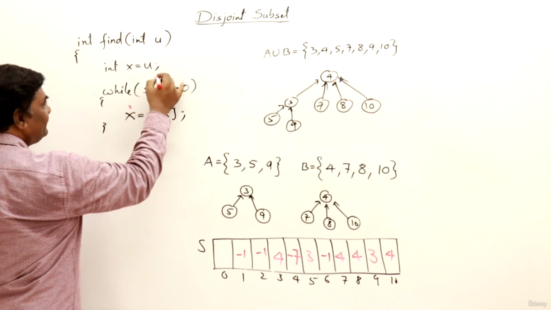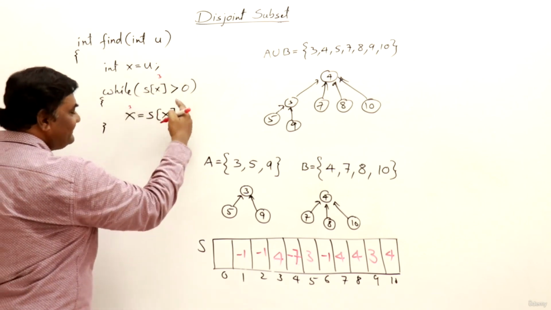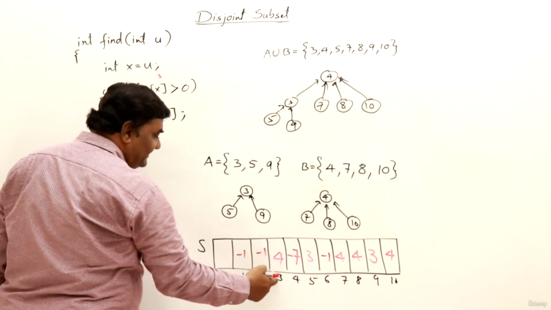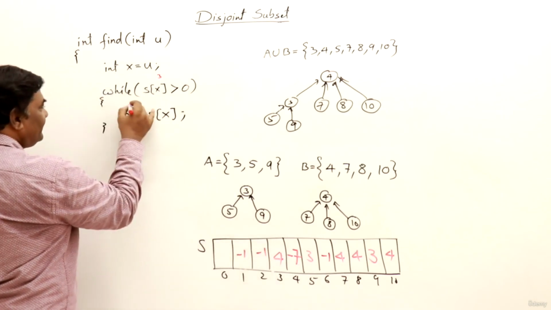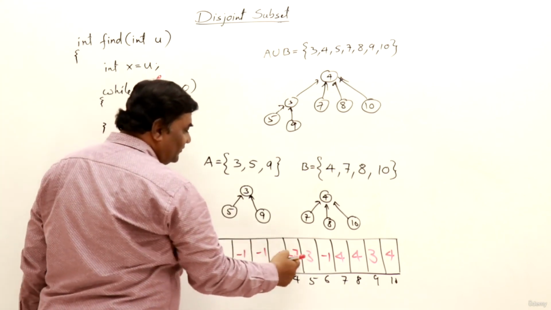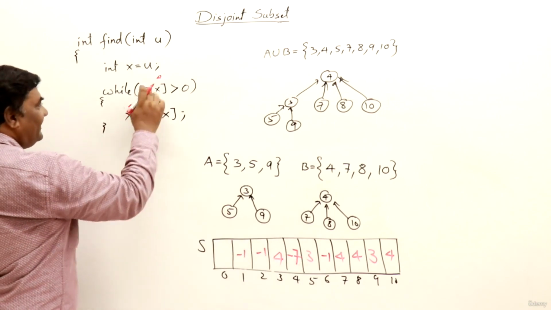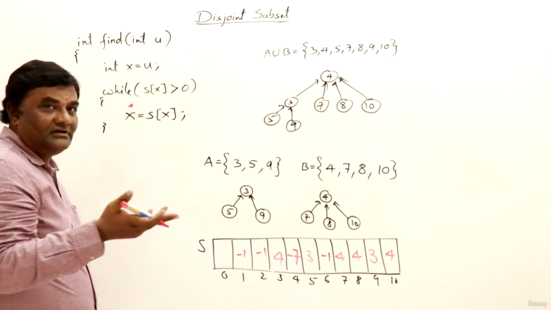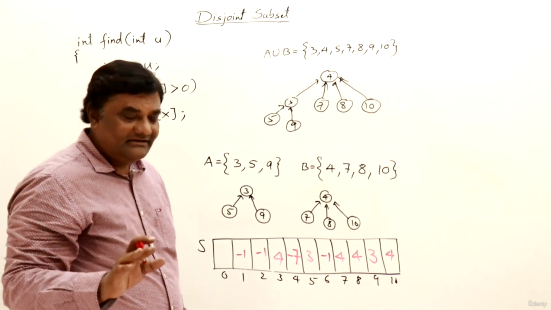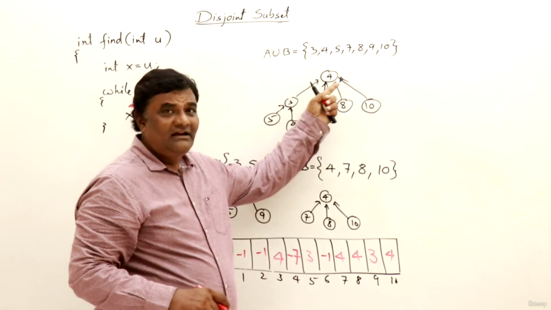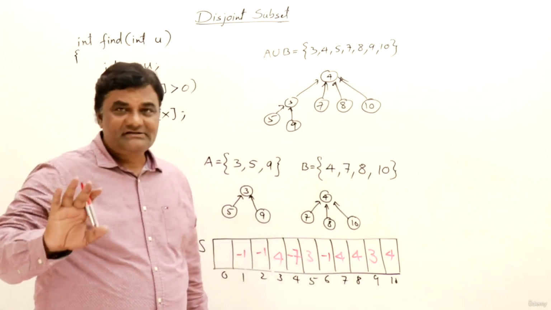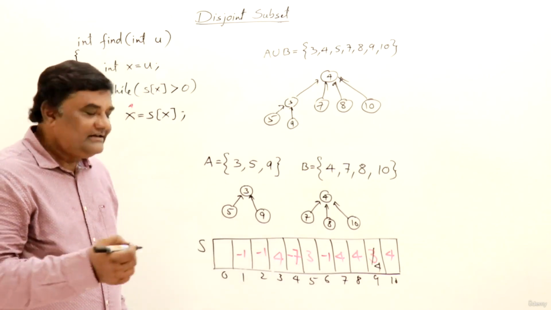Now the next time x is 3. So is s of 3 greater than 0? Yes, it is 4. So x becomes 4. Then is s of 4 greater than 0? No, it will stop. So what is the value of x now? It is 4. That's all. That's the result. So to find the parent of any element, we just have to follow the hierarchy and reach the negative number in the array. This is simplest. So we got the parent now.